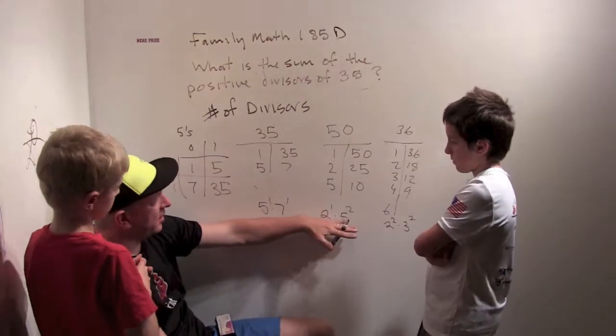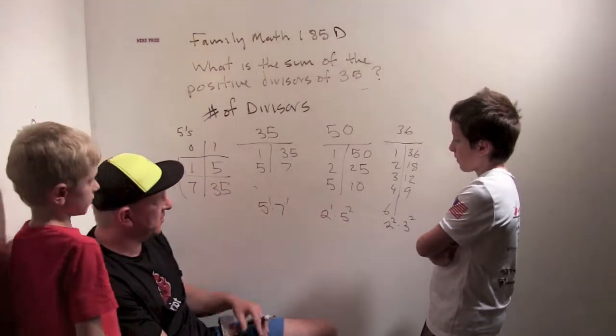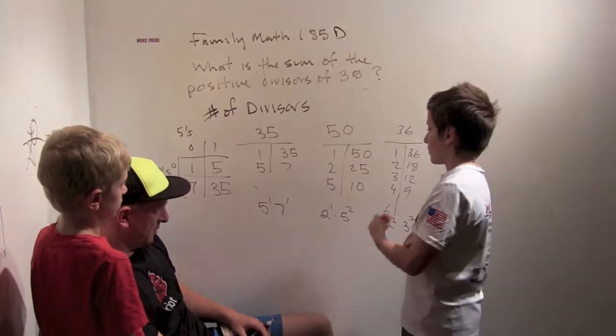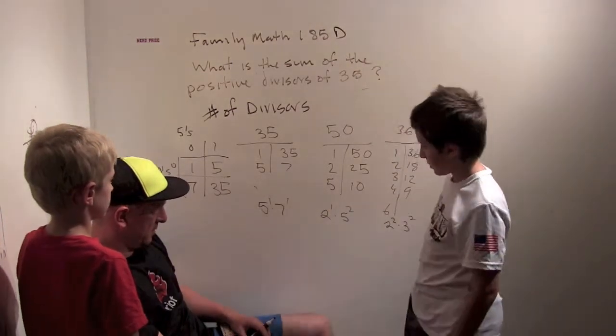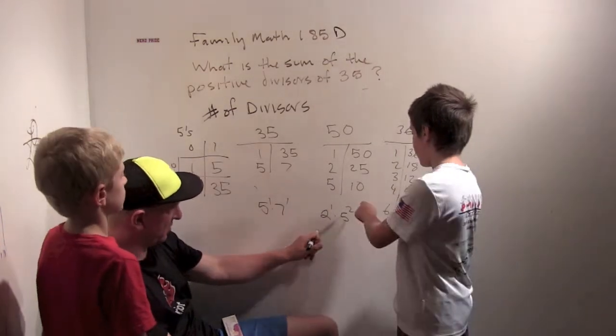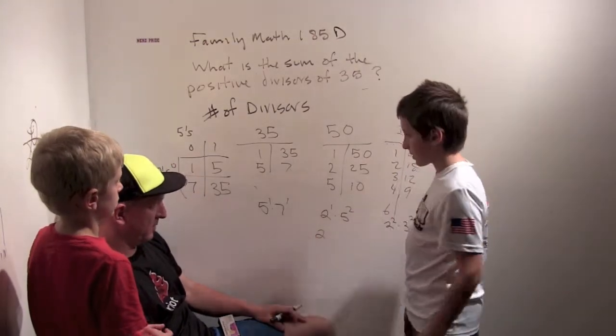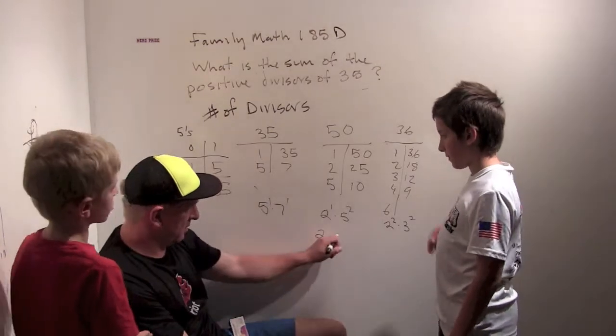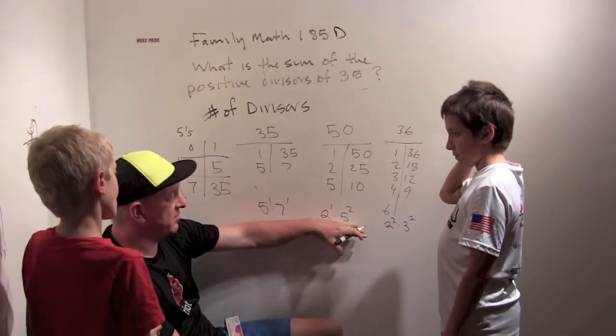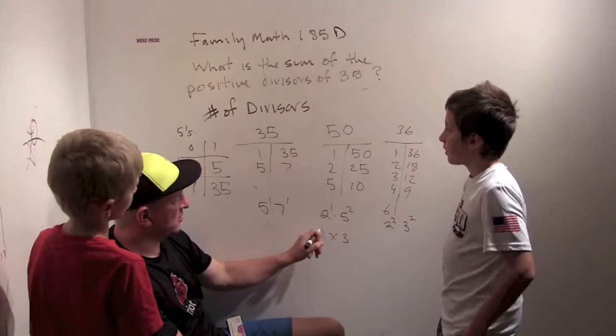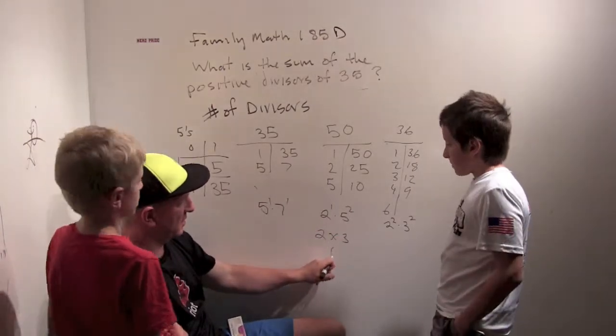Now, can you show me how to find the number of divisors of 50? Here you have 0 or 1 choices for the 2, so I have 2 choices for the 2. And then for the 5s you have 0, 1, or 2, so 3 choices for how many 5s I can have. So 2 times 3 is 6.